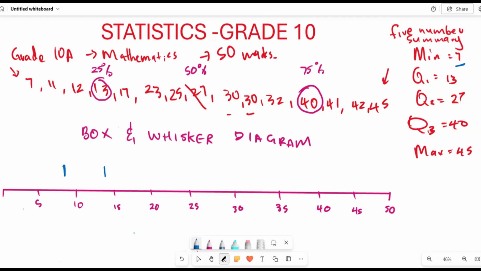And then you go to our Q2. Our Q2, we are saying this is 27. This is going to be 27, and 27 is almost somewhere here. And our Q3 is given by what? It is given by 40, and our 40 is exactly here. And our maximum value is going to be found in here altogether, which is 45.